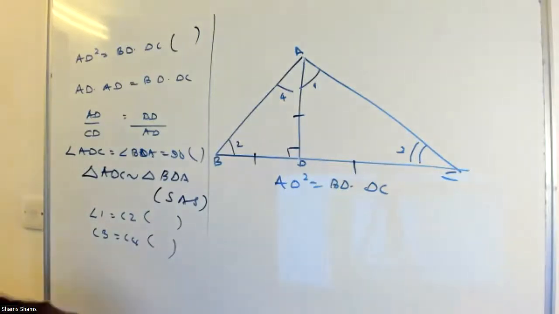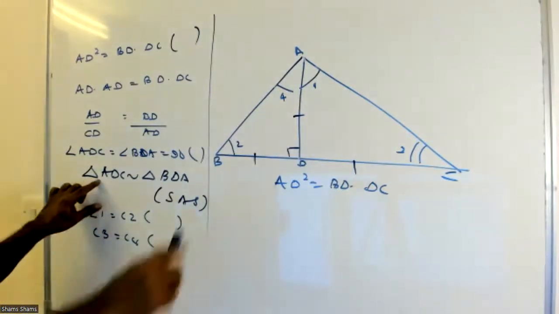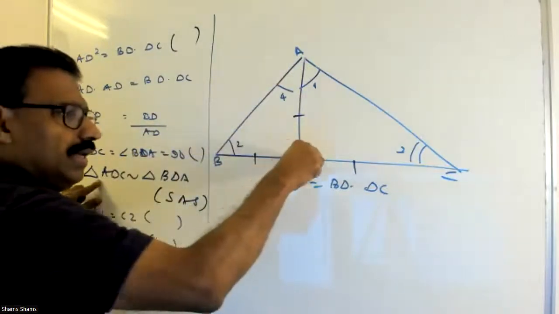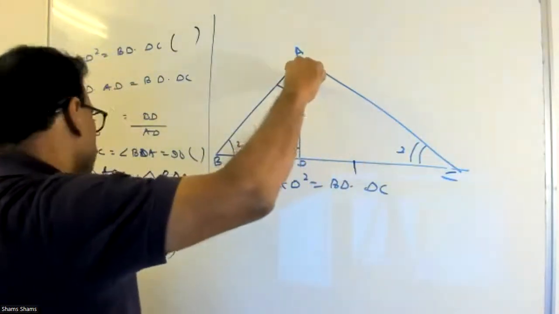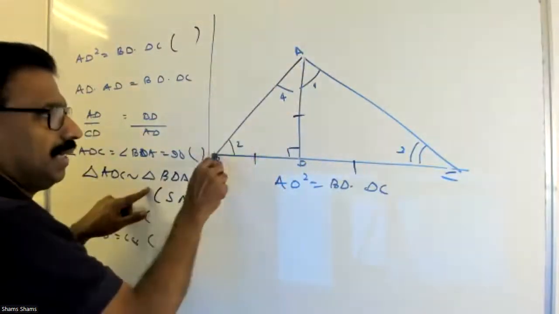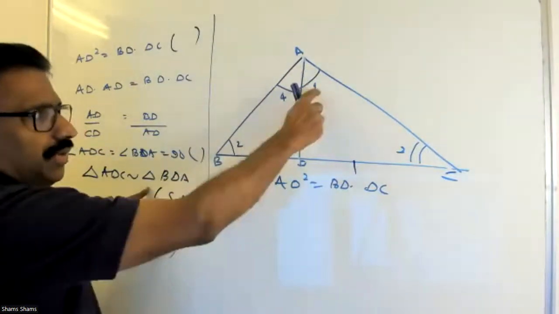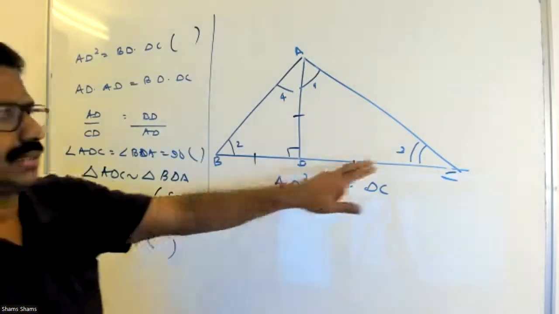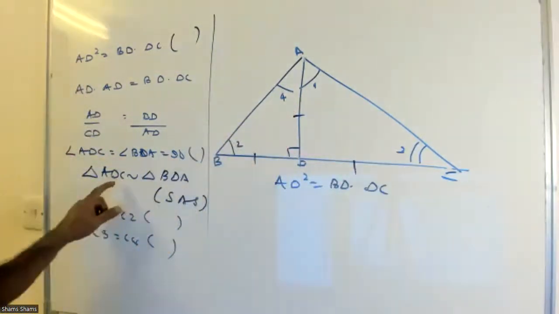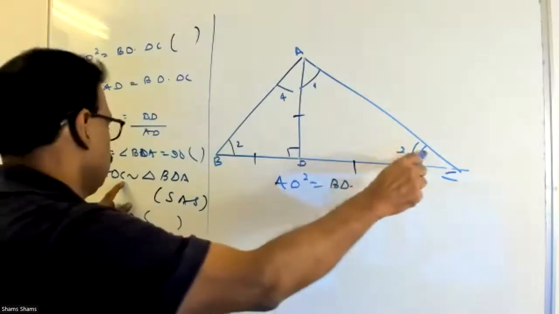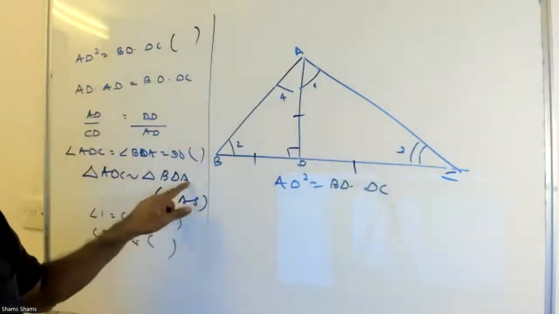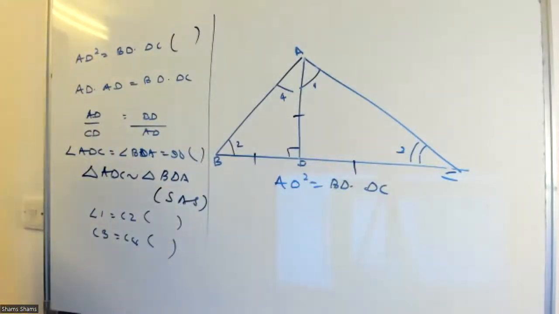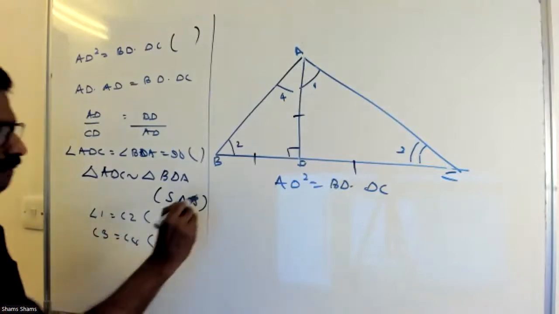Write clearly. Listen. This angle in ADC is equal to the angle in BDA. This one and this one are equal. Why? In similar triangles, corresponding angles are equal. Similarly, this angle and this angle are equal. Just check the letters: ADC, C; BDA, last angle A. Okay. Angle 1 equal to angle 2, then angle 3 equal to angle 4.